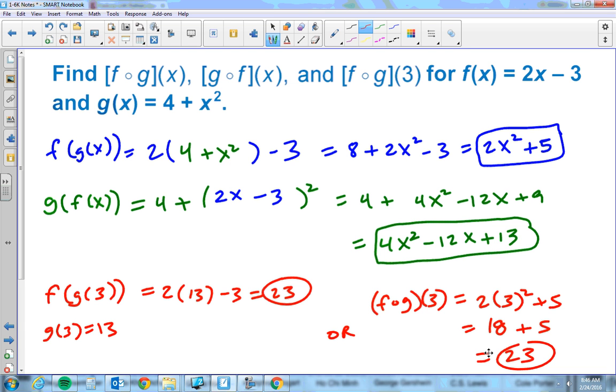Check your answer when you're done. For the third part, I showed it both ways. Just plugging in G and then taking that answer and plugging it into F. Or using the answer, the function from part A, and just plugging 3 into that.